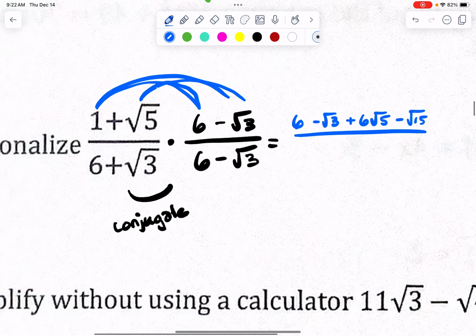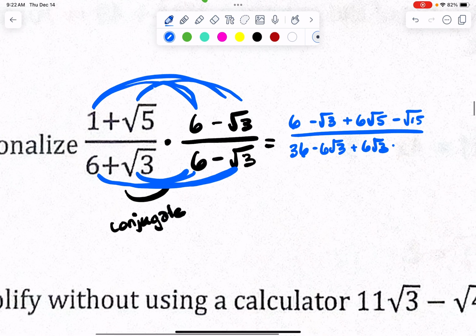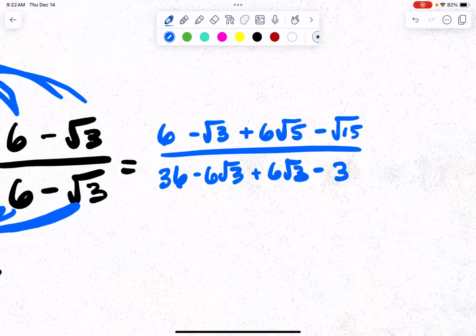All right, the bottom, 6 times 6 is 36. I'm going to write out all my work. 6 times negative square root of 3 is negative 6 square roots of 3. But then this is plus 6 square roots of 3, so those are going to cancel. And then the square root of 3 times negative square root of 3 is negative square root of 9, or just negative 3. The square root of 3 times the square root of 3 just pops out as 3. So you will notice that these two cancel with each other, and then I can combine the 36 and the minus 3.